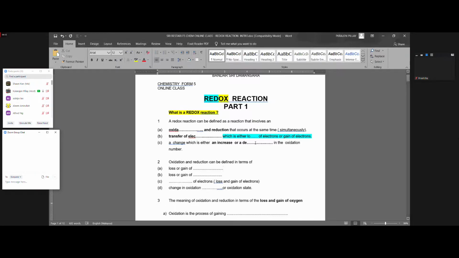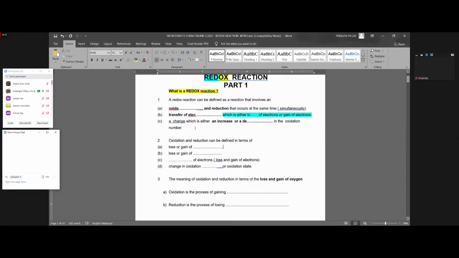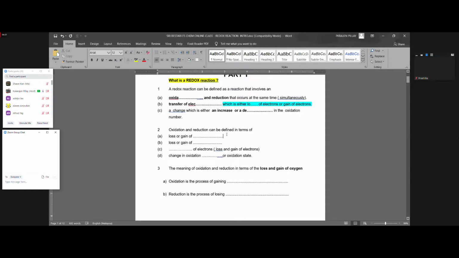So we're only going to touch on A today. Oxidation number also I'll tell you next lesson. Don't worry about it now. Just today we're going to learn this part first. Oxidation and reduction can be defined in terms of loss or gain. Either you accept oxygen or you release what? Oxygen. Loss or gain of oxygen. A, loss or gain of oxygen.